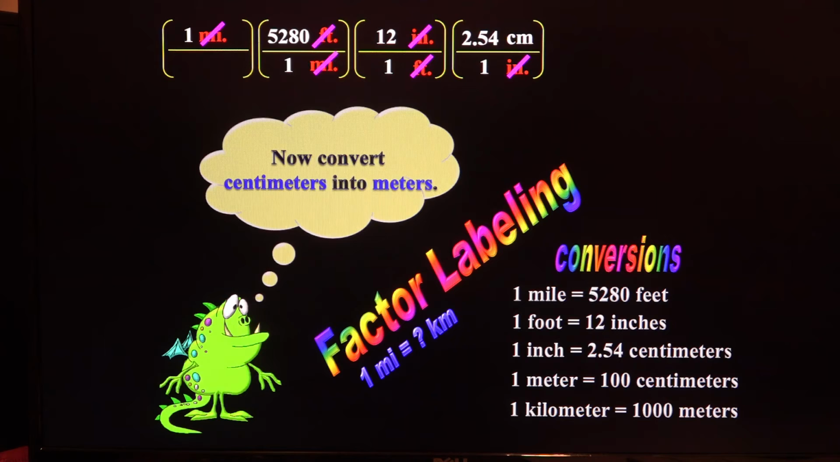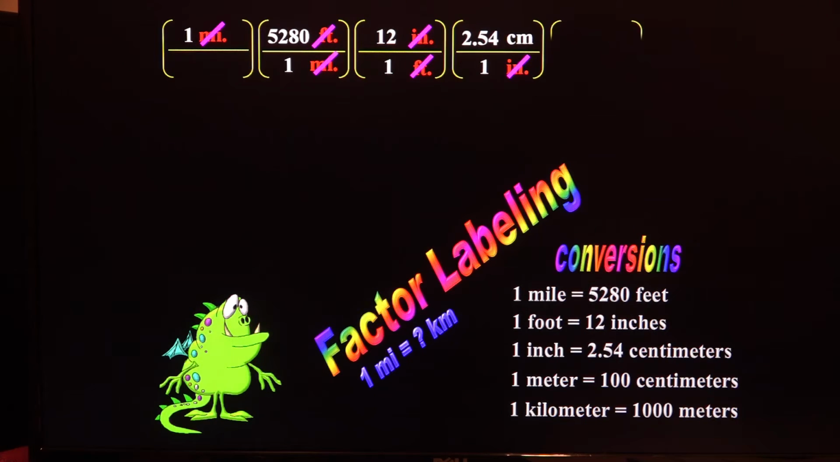Now we'll convert centimeters into meters. Set of brackets, horizontal line, match units, top to bottom. What are we converting to? We're converting centimeters into meters. How many centimeters are in a meter? 1 meter is the same as 100 centimeters. So the centimeters now reduce to 1 and drop out.